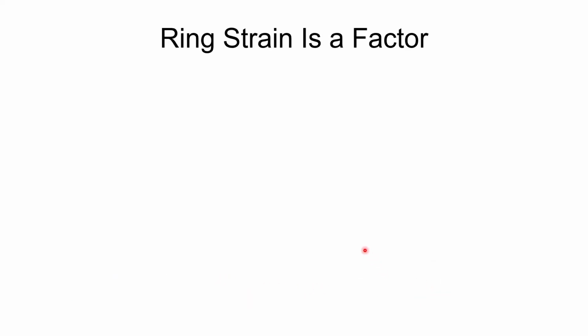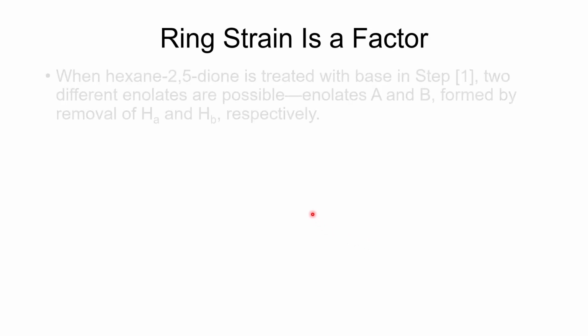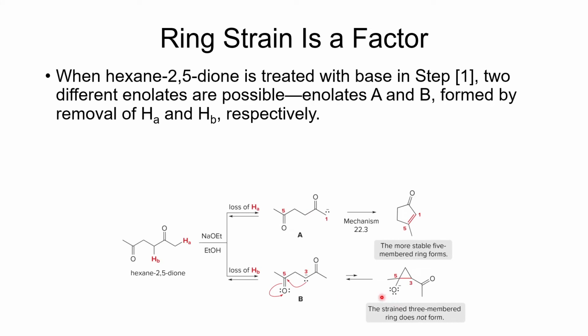Ring strain is a factor here. We can't go to really strained rings. So you can form 5-membered rings pretty easily, and you can form 6-membered rings. But if you attempt to form something like a 3-membered ring, you're going to be out of luck. So if you take that same compound that we had on the previous page and we deprotonate on the methyl, then we're going to get the mechanism that we saw on that previous page. We'll get this particular structure.